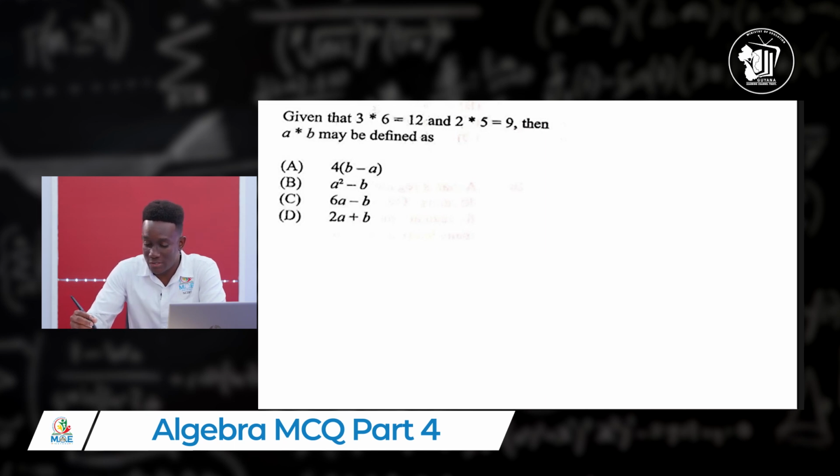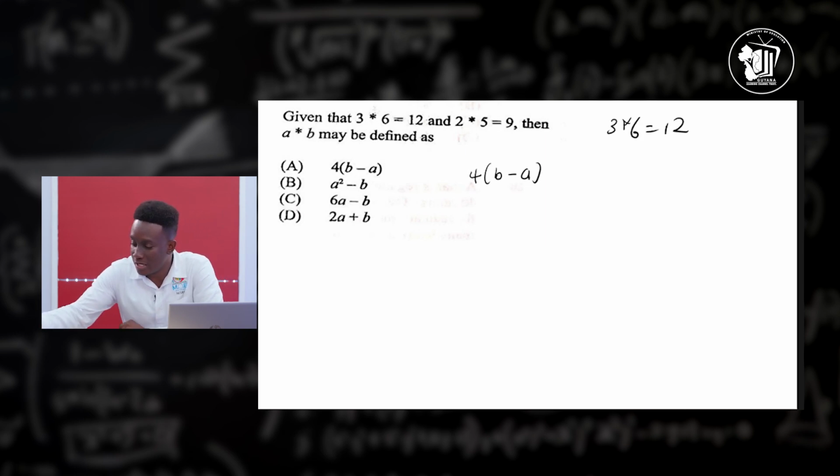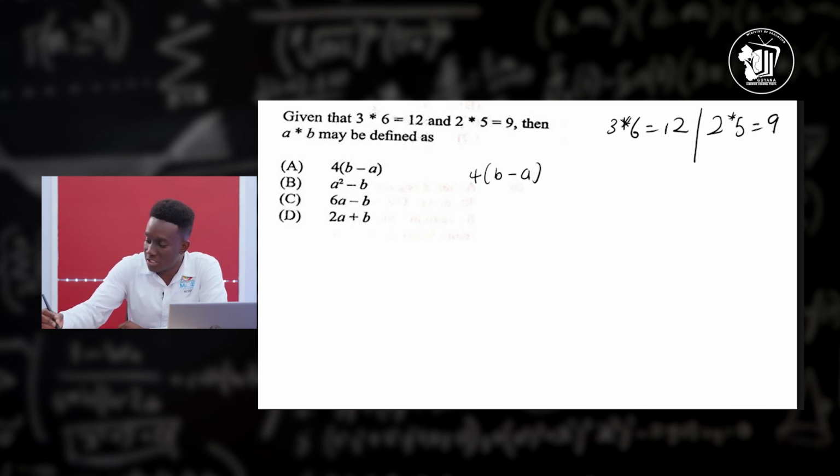So let's try the first one. So the first one is 4 open bracket B minus A. So first of all, let me write back. So we have 3 asterisk 6 is equal to 12. And I have 2 asterisk 5 is equal to 9. So first of all, let's call this one A, let's call this one B. So let's see if this will work.